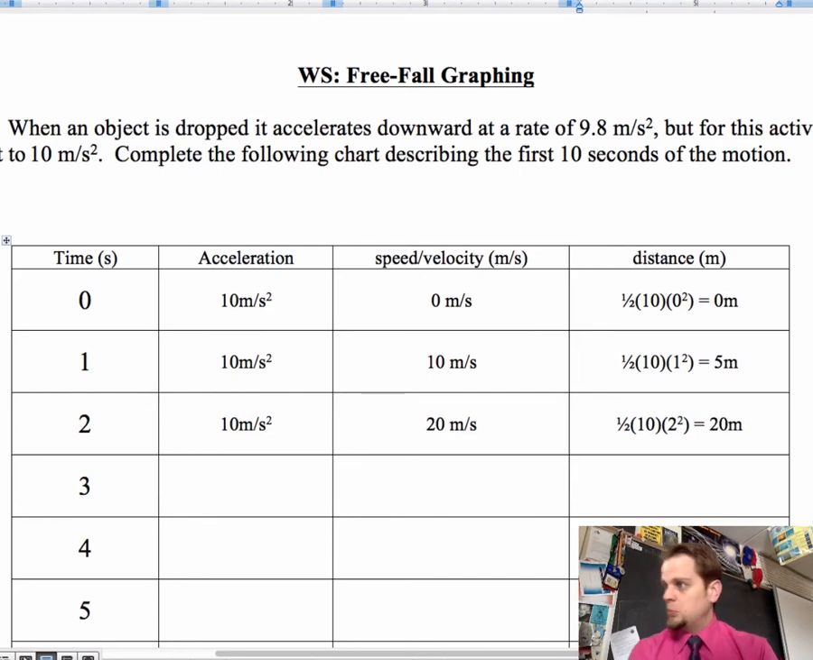And that makes sense because you're starting at 0. You get a little bit faster. You move 5 meters. But then the next second, you're moving much faster, so you cover 15 meters. So you get to 20 meters at that point.